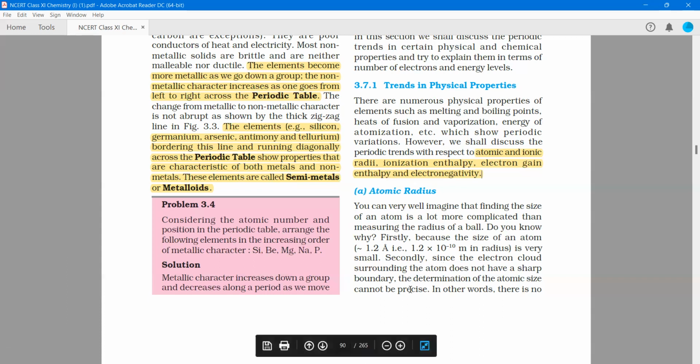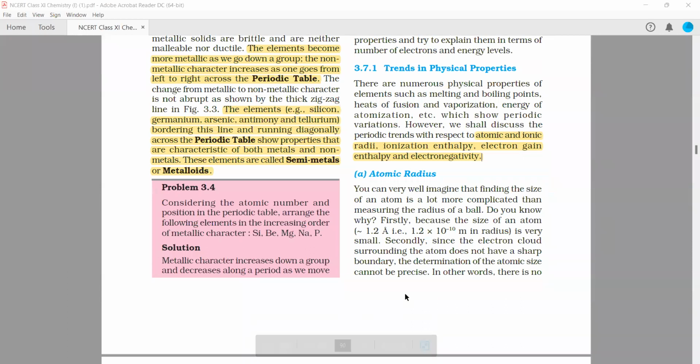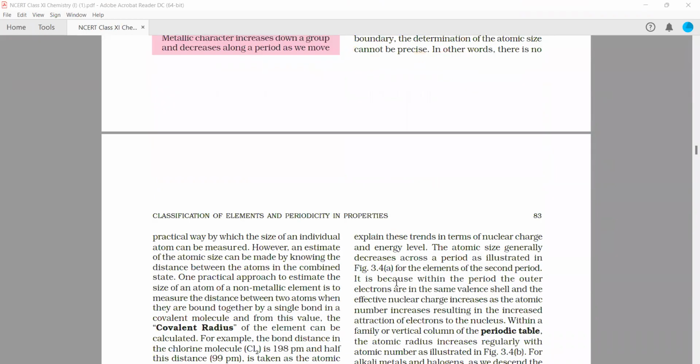So that is why, and because we don't have any rigid boundary in case of atoms, all of these atomic radii, covalent radii, ionic radii, they're not precise. In other words, there is no practical way by which the size of an individual atom can be measured accurately. However, you can get an estimate of the atomic size by measuring the distance between the atoms in the combined state.